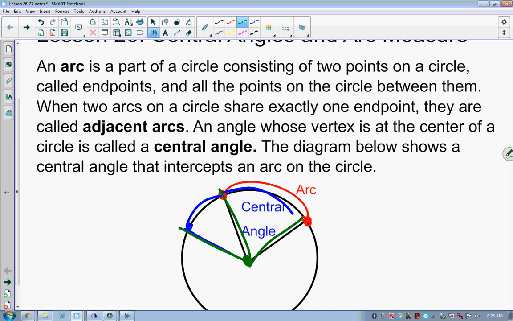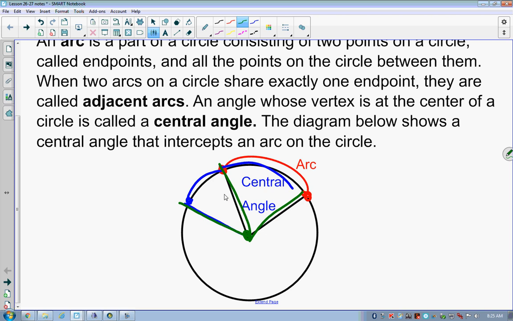Those are all central angles. Does that make sense? The reason that's going to be important is that not all angles that occur from the inside of a circle, from the center, are central angles, and central angles have specific properties to them that other angles don't have. For instance, central angles and inscribed angles are different.